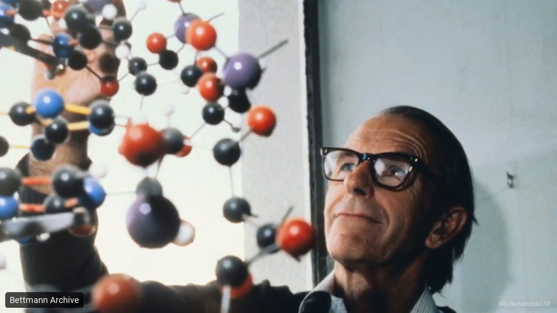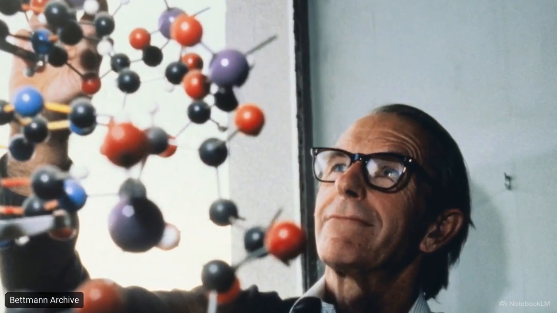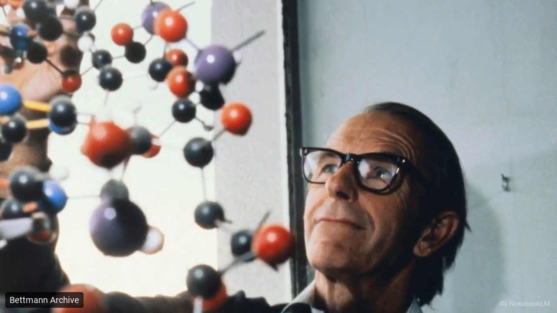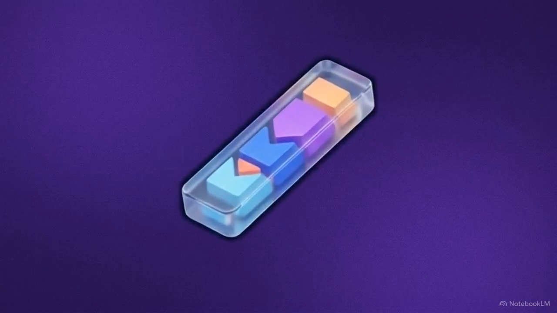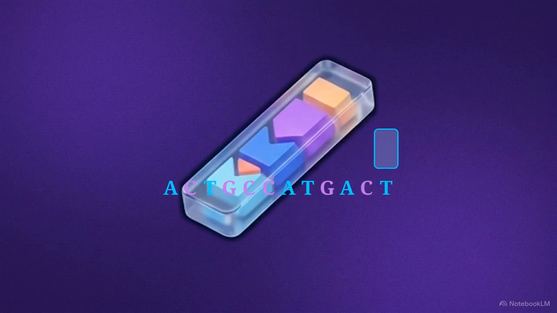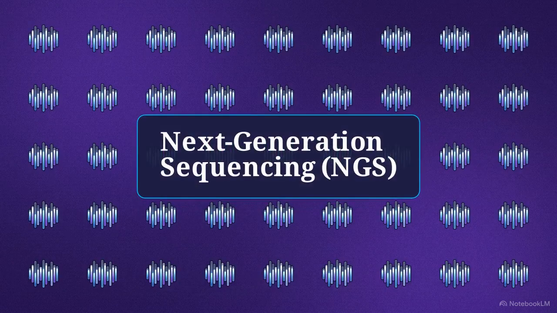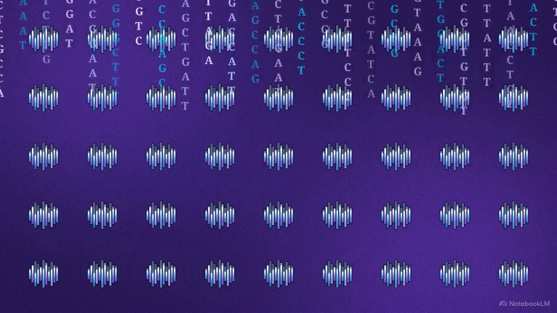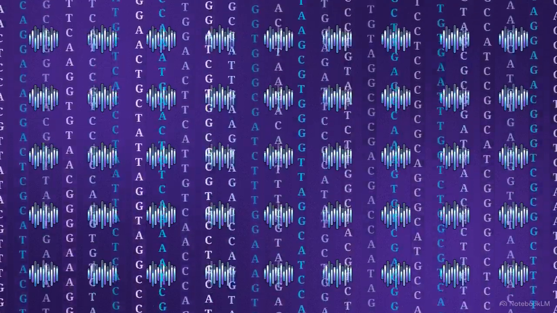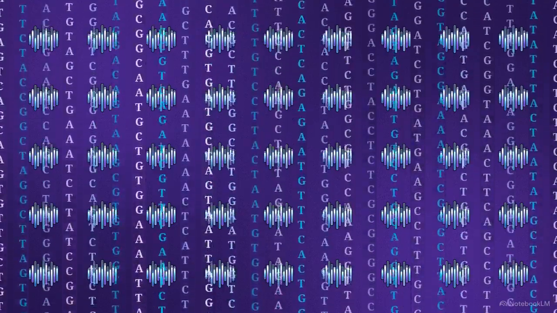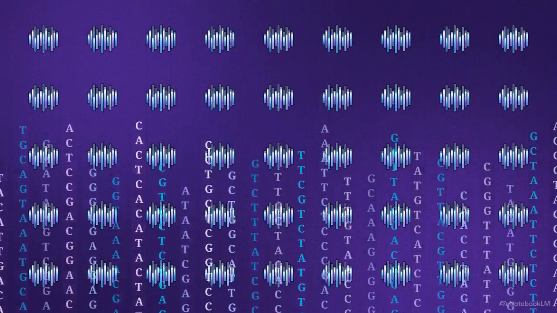In the late 1970s, Sanger sequencing allowed us to read the human genome for the first time, but the process was slow, reading DNA fragments one letter at a time, which made whole genome analysis an incredibly resource-intensive task. That changed in the mid-2000s with the introduction of massively parallel sequencing, widely known as next-generation sequencing, or NGS. Instead of processing a single fragment, modern platforms read millions of fragments simultaneously.